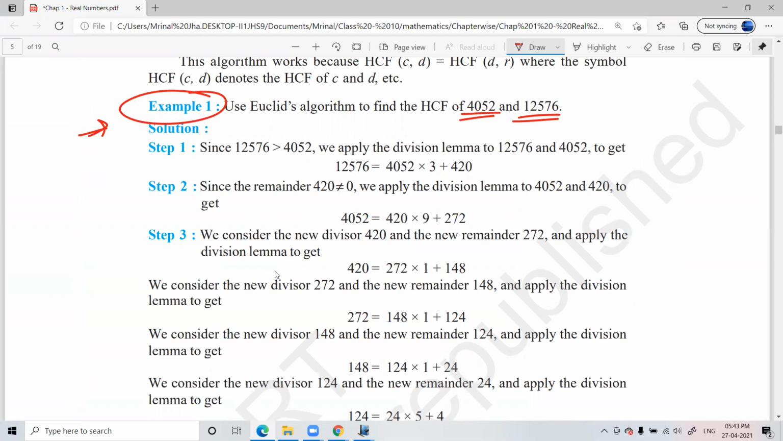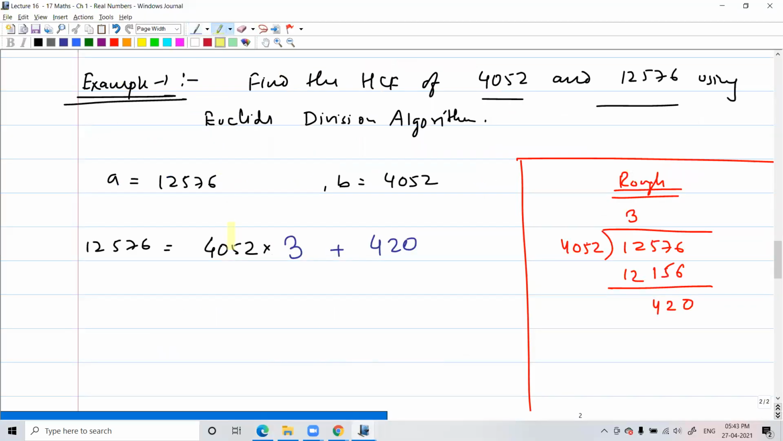Now what we are expecting is we have to keep doing this until the remainder becomes 0. Since here the remainder was not 0, we need to follow the next step. Again, we have to apply the same logic, but this time A and B will change. What do I have to consider as my A? The divisor itself. What was the divisor in the previous step? That becomes the new dividend now. Okay, so 4052.